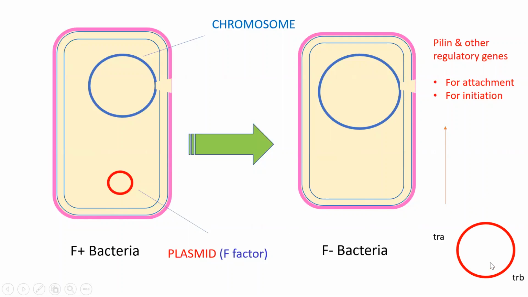The plasmid contains tra and trb loci, and tra is responsible for pilin and other regulatory genes. And these regulatory genes help in attachment of these two cells and for initiation of conjugation.